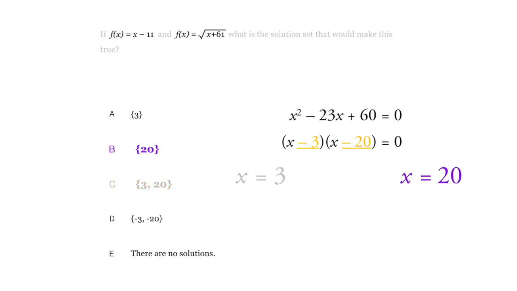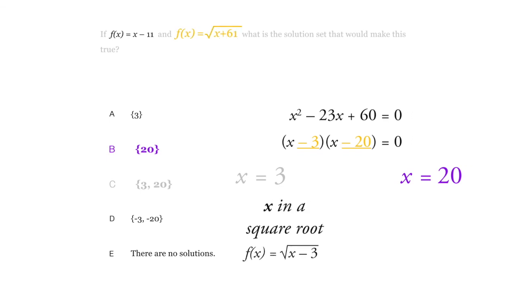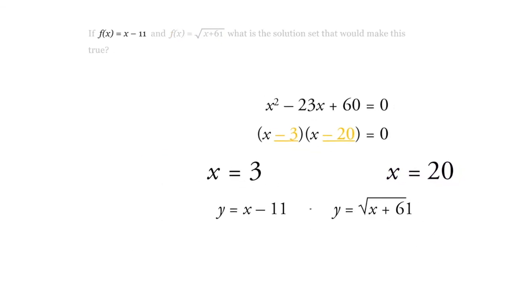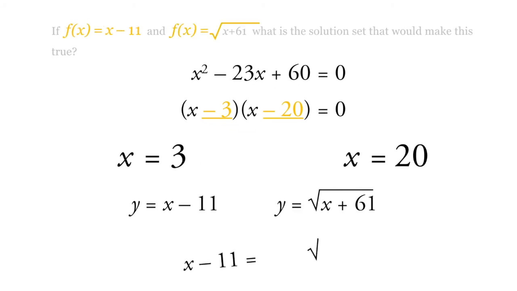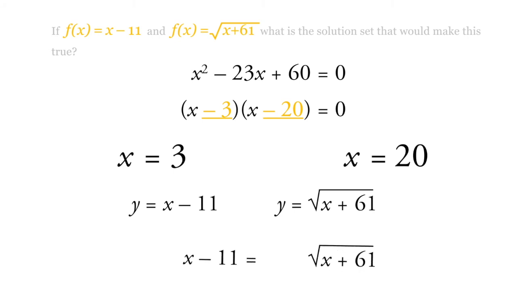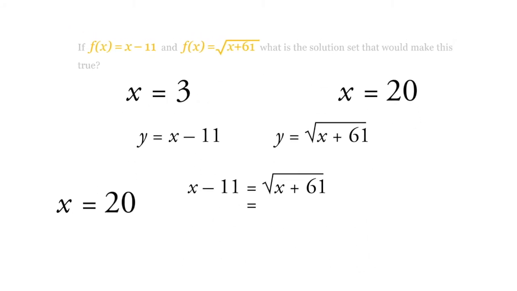And this is what I mean by a flag should go off when you see a square root. Because anytime you see a square root or an x in the denominator, you have to put the numbers back into the original formula. So if you look at the equation, x minus 11 is equal to the square root of x plus 61. And if I put 20 in, it works out pretty well.